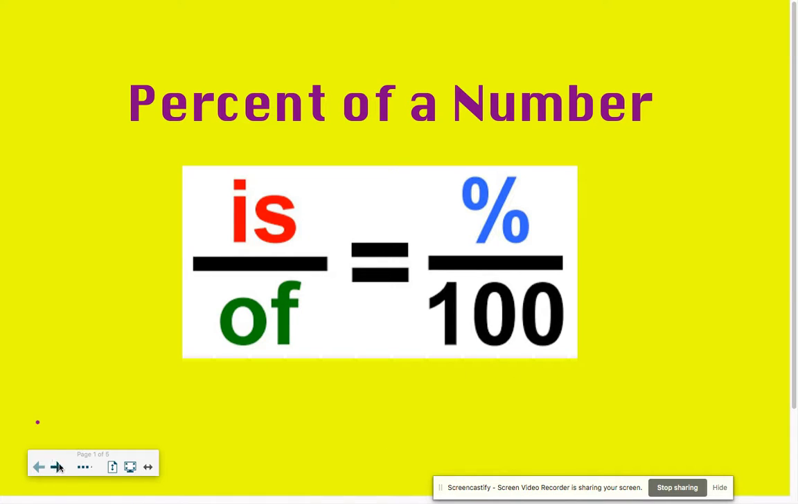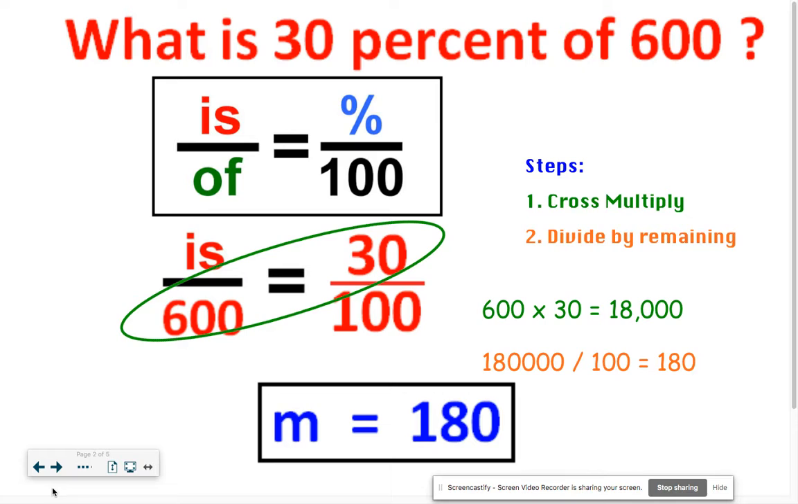So let's take a look at what this means. What is, so notice there's that word is, but the word what was with it. So we don't know this is portion. So when we set up our problem, we could leave this as a variable, we could leave it as the word is, or we could even put in a question mark.